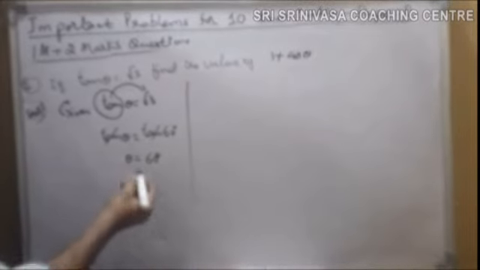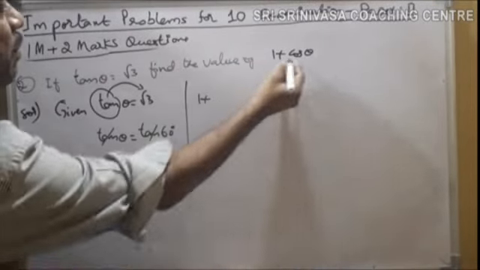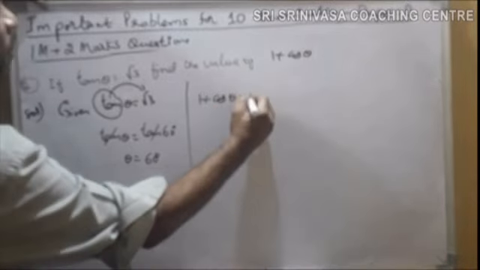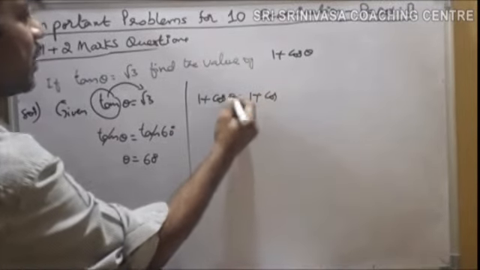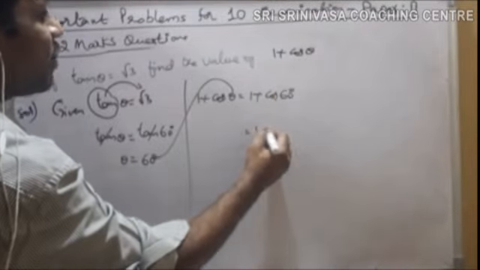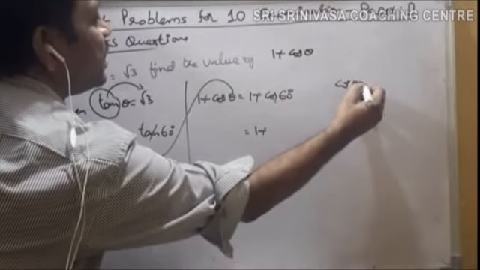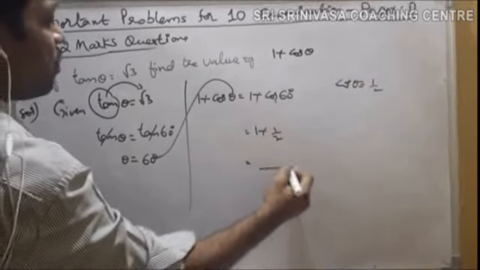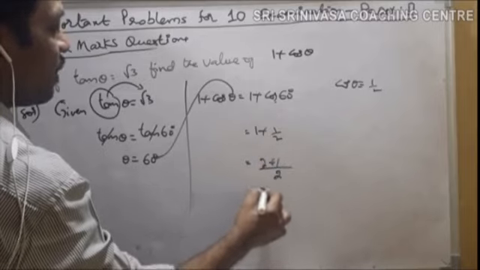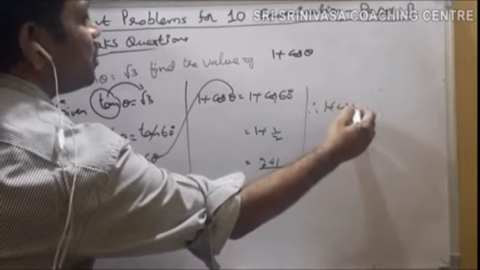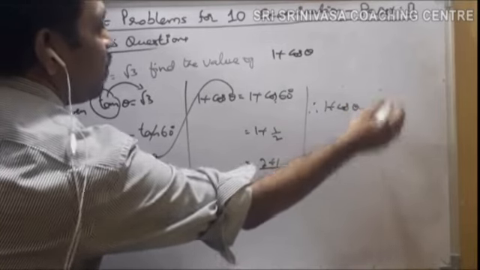Once you got theta, let us go for our question. Our question says 1 plus cos theta. So 1 plus the cos, the theta is here 60 degrees. Let me put 60 here. So 1 plus cos 60. Cos 60 is 1 by 2. So I'll take 1 by 2. So that gives you 2, 2 plus 1, 3 by 2. Therefore 1 plus cos theta equal to 3 by 2.